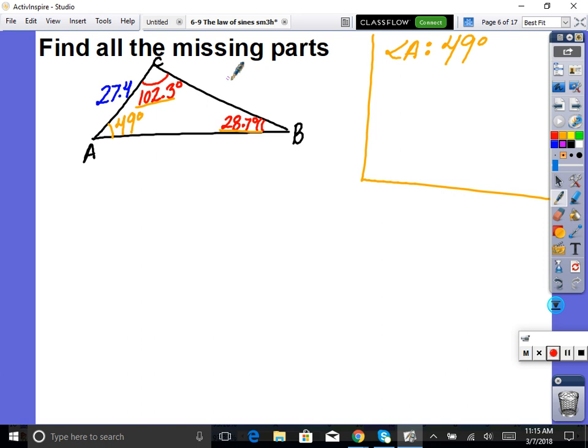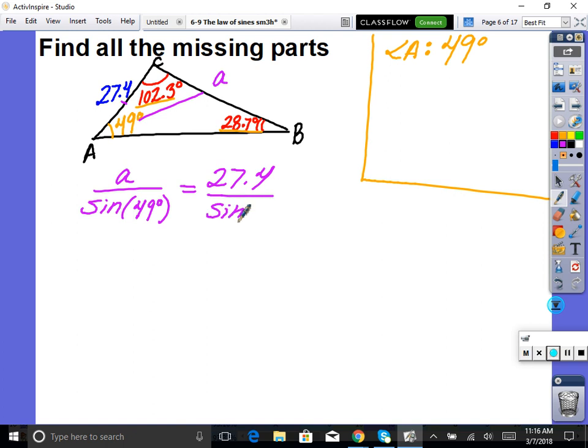Either side will work. We could solve for side C or side A. I'm just going to go with A. So let's set this up. Let's put sides on top since we're trying to find a side. So we'd say A over sine of the angle across from that side is equal to the ratio of this side. You've got to stay consistent. We're putting sides on top: 27.4 divided by sine of the angle that's across from that side.